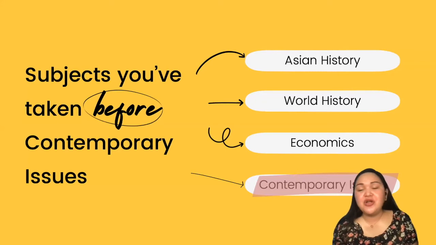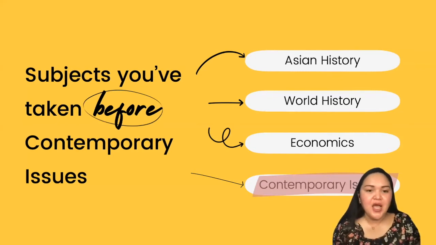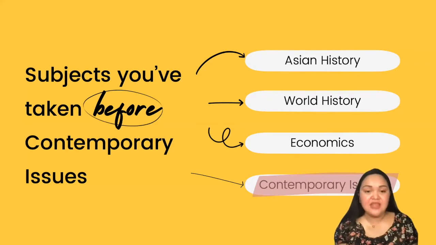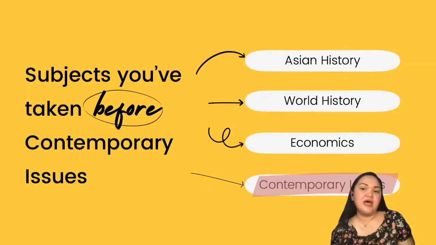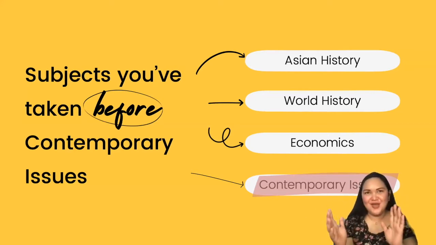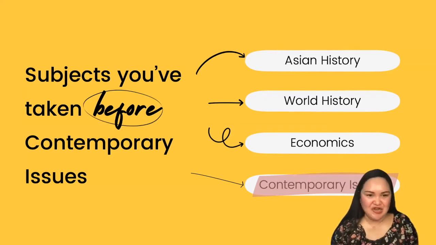Before taking contemporary issues, or as I like to call it, CI, you should have taken Asian history, world history, economics, and then, of course, contemporary issues. This simply means that CI belongs to the same area as these three other subjects, which in summary all belong to the social science area.